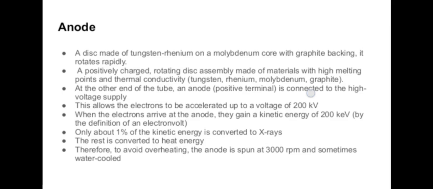Therefore, to avoid overheating, the anode will be spun at 3000 revolutions per minute, and sometimes it will be water cooled. So, the anode is made in the form of a large disc of tungsten, or it is made up of an alloy of tungsten. Usually it is a saucer shape, and the target track will be nearer to the periphery of the disc, has a maximum length, and the track is a mixture of 90% tungsten and 10% rhenium, which will reduce the crazing effect caused by thermal stress.